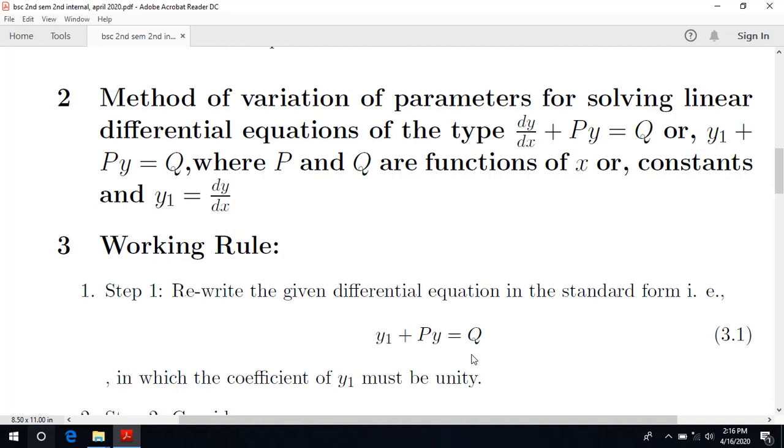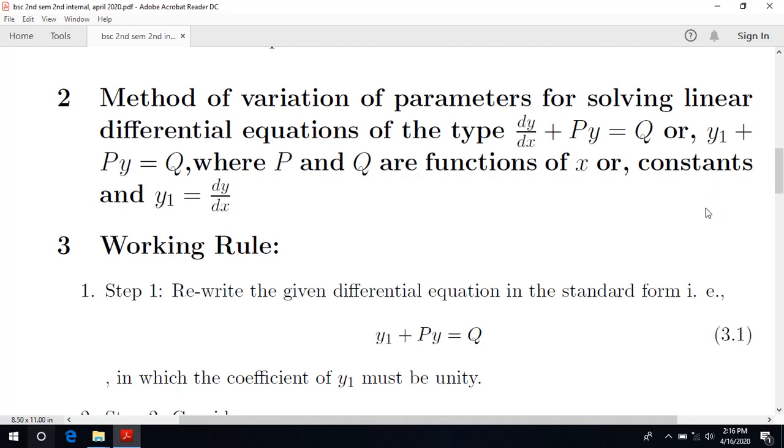As a side note, you should know that this method can also be applied to solve partial differential equations and homogeneous differential equations also. But this portion we are not going to discuss in this lecture.